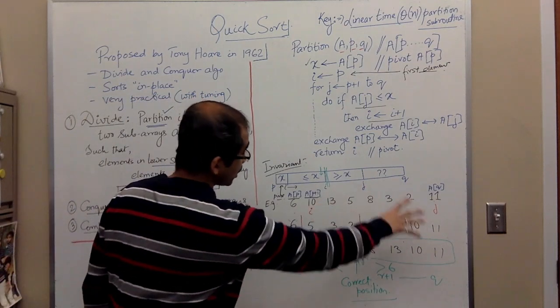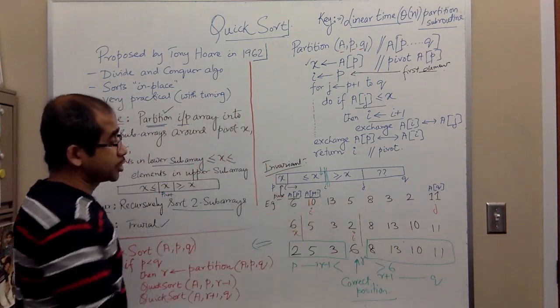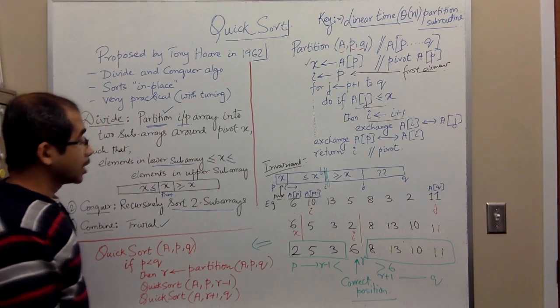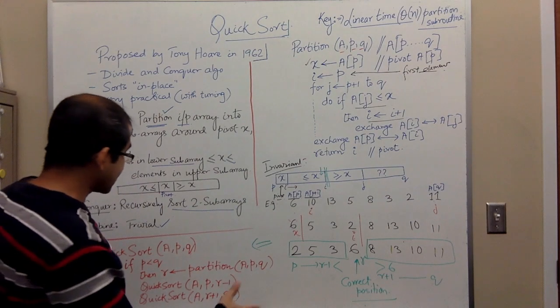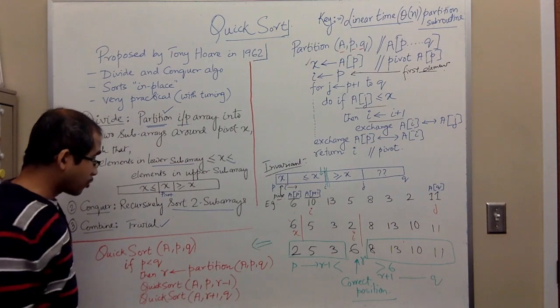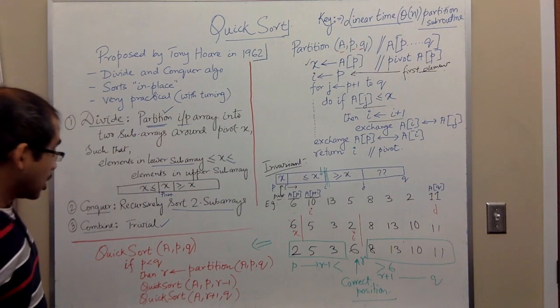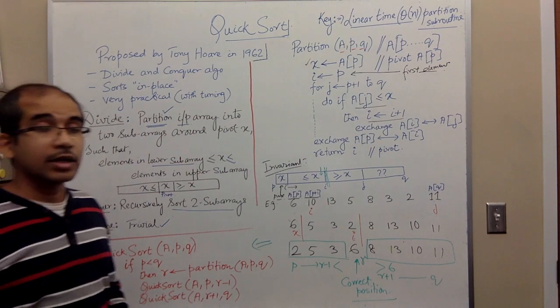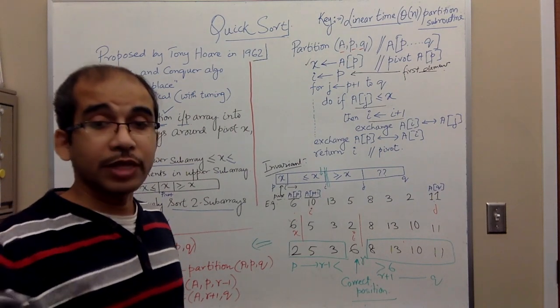And then we explain the entire partition procedure using an example, and after the example we show the entire quicksort subroutine, the recursive calls. Then we'll discuss the complexity analysis.